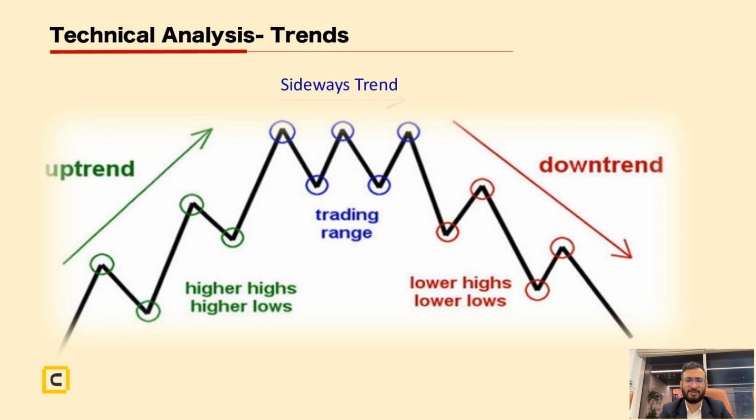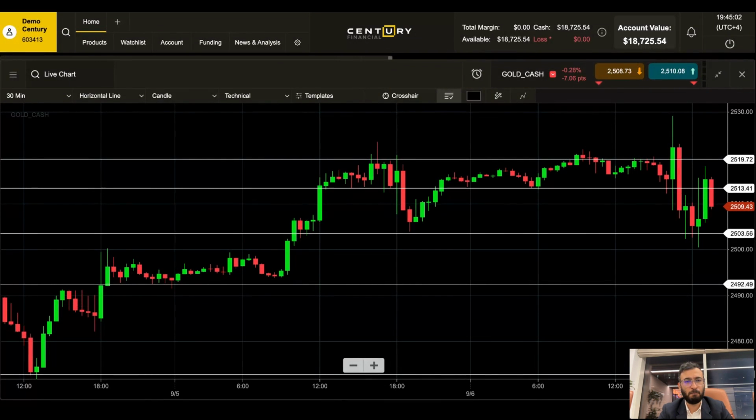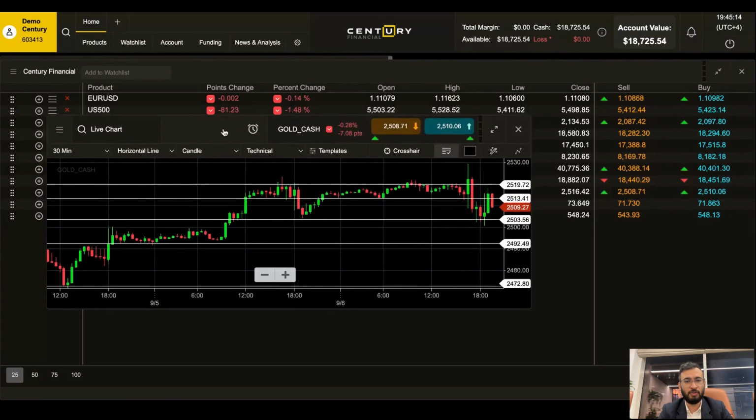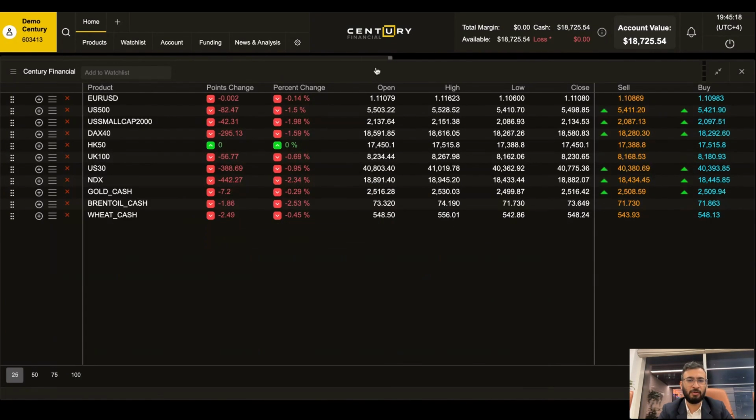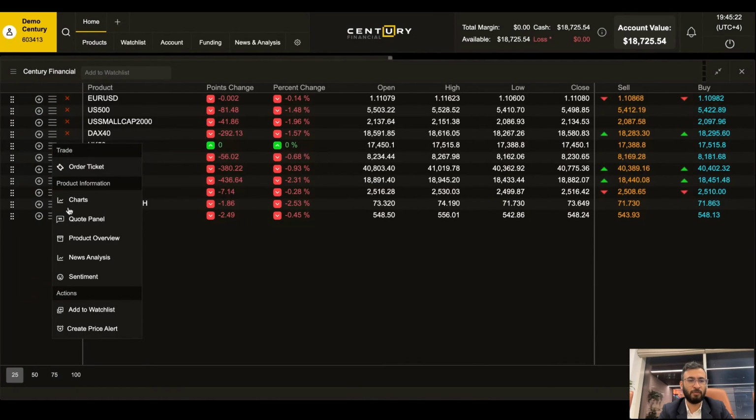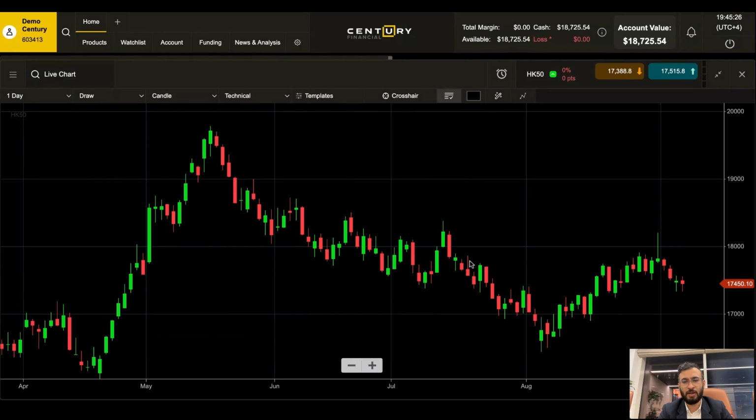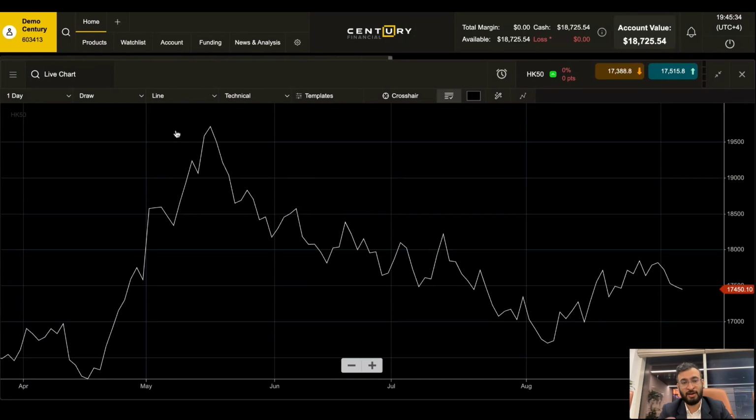There are a lot of common chart patterns. Let's understand that. For example, if I want to see a trend line, let me start with something else. Let's put this chart here, and I'll take S&P 500 maybe. Or let's take Hong Kong index. It will give you more clarity. Now, if you see clearly, let me convert this into a line chart so I can highlight the peaks and the bottoms, the highs and the lows. Click on draw, click on line.